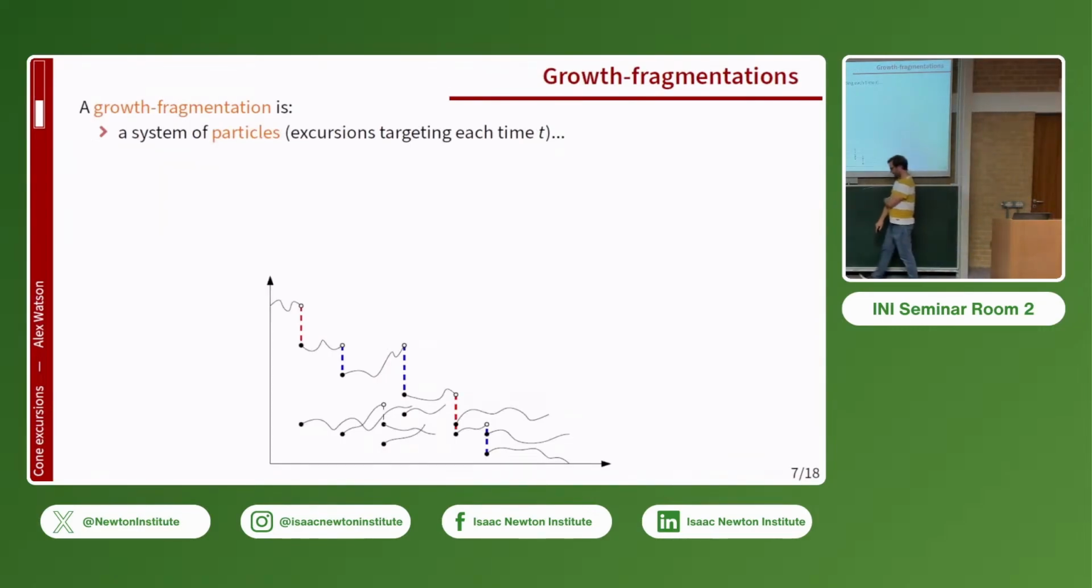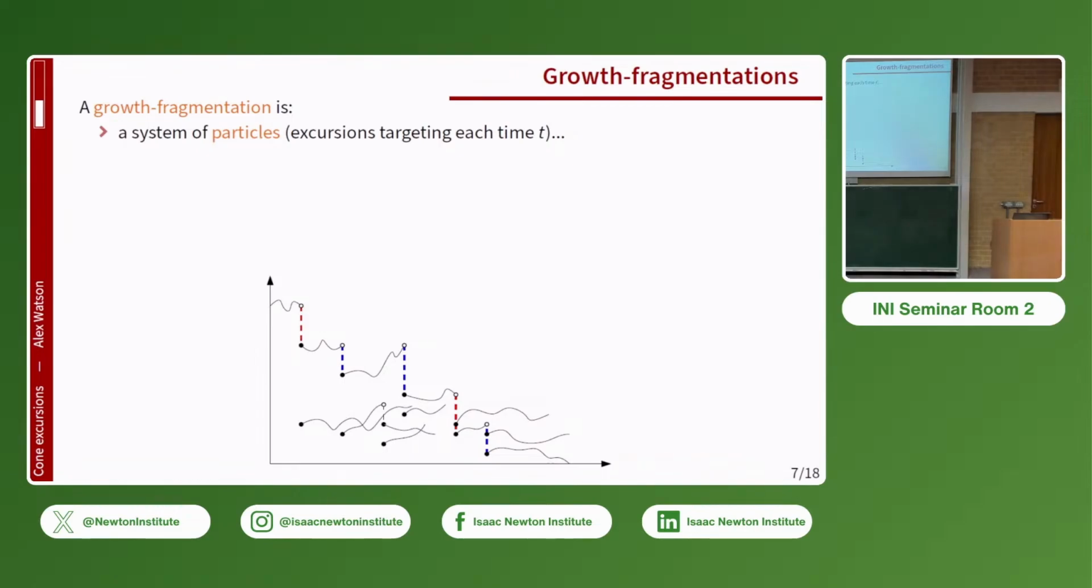Right. So I've talked about cone excursions, and now I've hinted at some kind of branching process involved, and now I'm going to give a description of what that process is. This is just going to be at an intuitive level. I'm not going to give a rigorous definition of growth fragmentation because I only have 18 slides. I would need like 45 to actually write down definitions of everything.